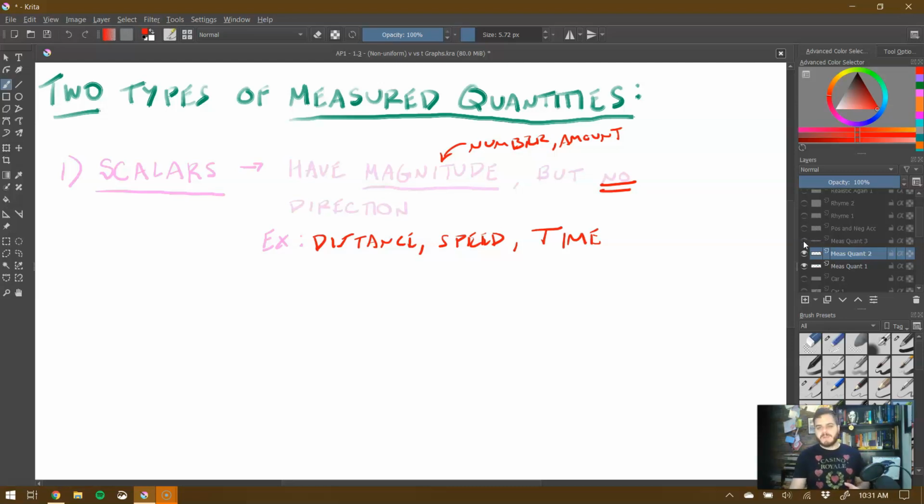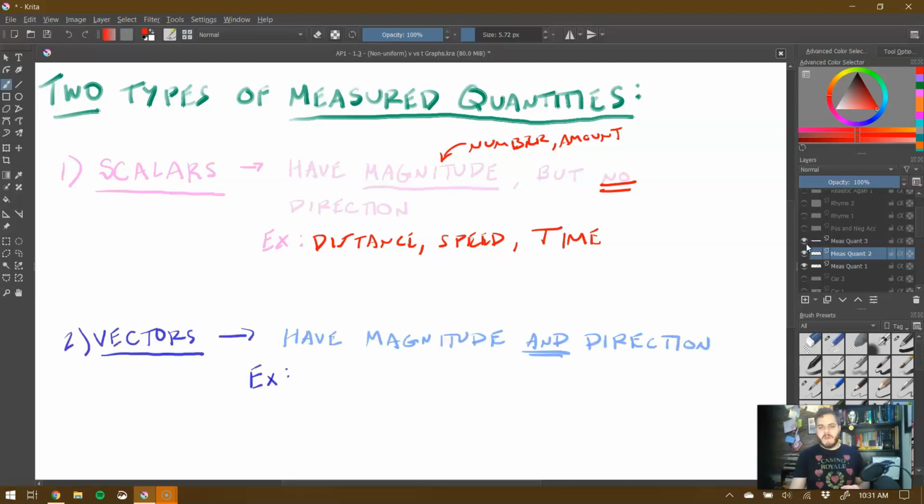The other option we have, the other type of measured quantity, are what are called vectors. And vectors have both magnitude and direction, and they have to have direction, which means really that they can be either positive or negative. So what are some examples of vectors that we've discussed so far? Would be displacement.